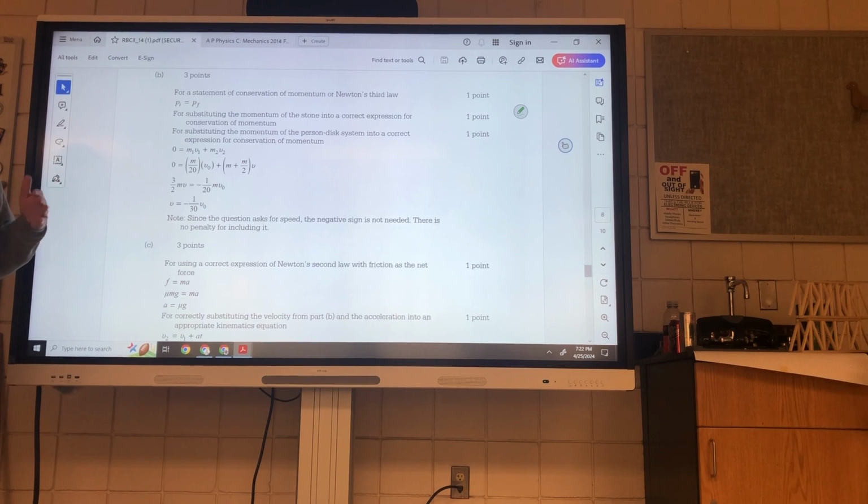See, when I first did it, I saw initial velocity, so I thought the initial situation had momentum. Yeah, so the person is standing on the disc and throws the stone. If you throw it, what are you going to do? You're going to go back.